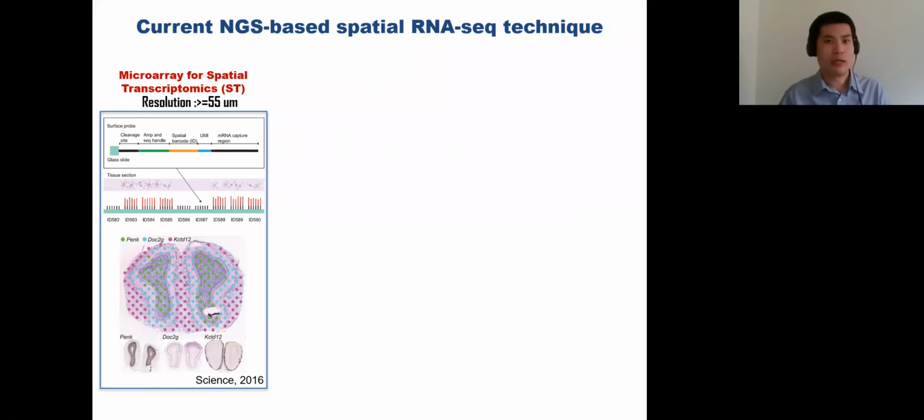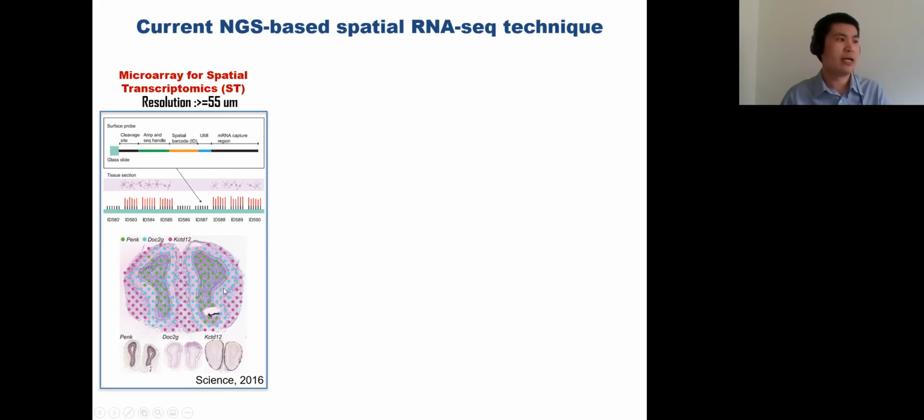So with really good review sections done by both Dr. Coskun and Dr. Fan, I think I don't need to spend too much time on the background technology introduction here, but I do want to emphasize some of the next generation sequencing-based technology. The first one of this technology was developed in 2016, and at that stage, it was a new technique and clever method to look into expression patterns in tissue.